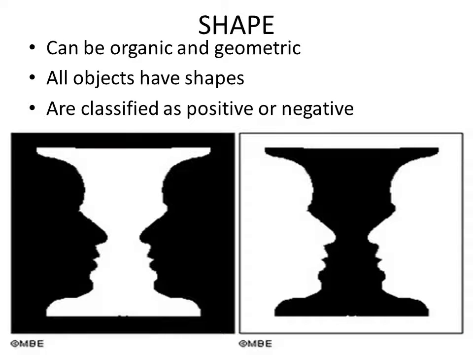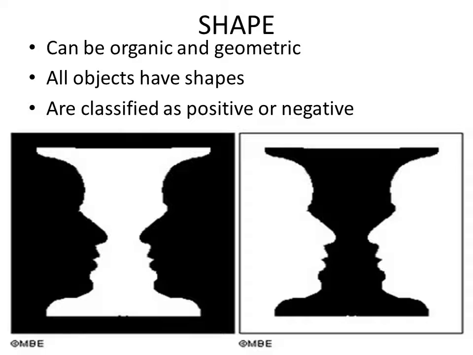Moving on now to shape. Shapes can be organic and geometric. So geometric shapes are those ones that have, I guess, a mathematical formula to them, your circles, squares, dodecahedrons, etc. But then organic shapes are those that are free form. Now all objects have shapes, and you may have seen some art books that help people to learn to draw by seeing objects as different shapes.